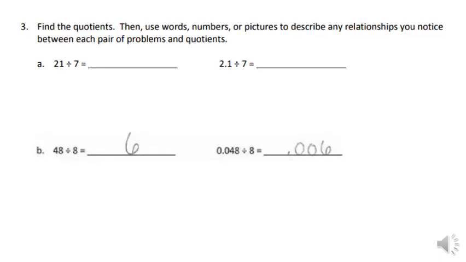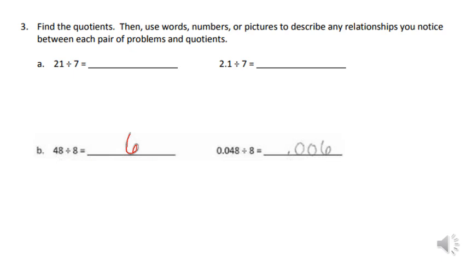And on question 3, it says find the quotients. Then use words, numbers, pictures to describe any relationships you notice between the 2 pairs of quotients. Okay, and we're going to go down to B here. And it says 48 divided by 8. Well, 48 divided by 8, we know is 6. Because the way I do it, I know 6 times 8 is 48.